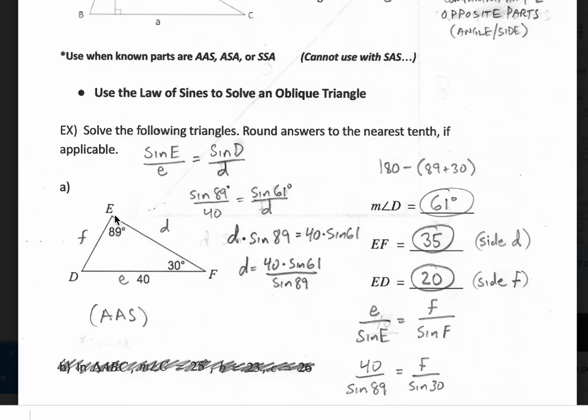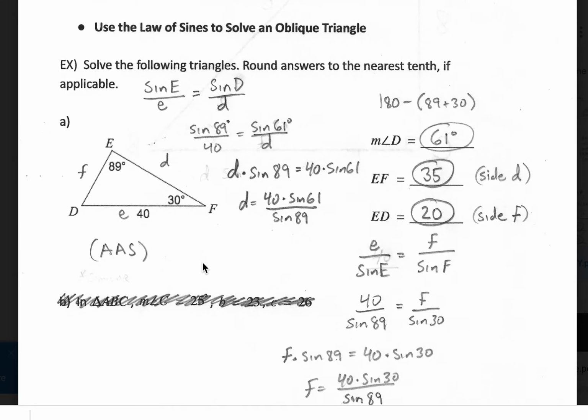And the other way to describe side ED here would be side F, across from angle F. So we're solving for angle D, that's unknown. We're solving for side F, and we're solving for side D. Those are the unknowns, and that'll help us solve this triangle. To solve for angle D, hopefully that's easy enough.